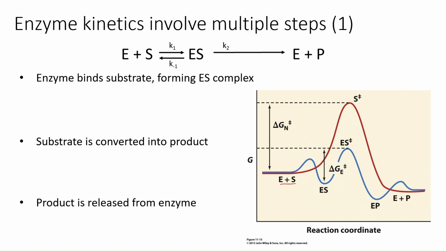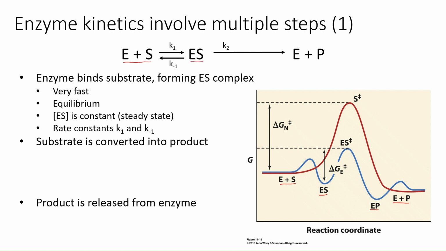Once the substrate is bound by the enzyme, a complex is formed called the ES complex, or the enzyme substrate complex. After that, the enzyme helps to convert the substrate into the product, forming this enzyme product complex. And then finally, the product is released from the enzyme at the end of this reaction. Let's break down each of those steps. First we'll start with the enzyme binding the substrate, forming this ES complex. That's also shown on the top here in this reaction. So enzyme is binding to substrate, forming the ES complex.